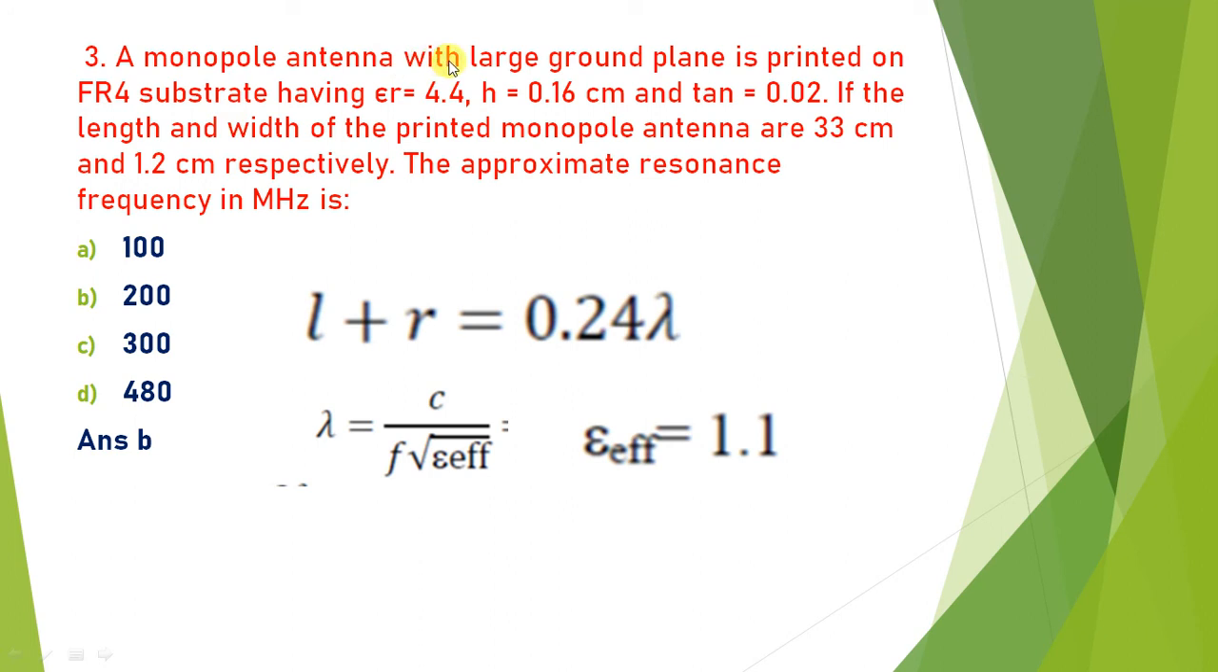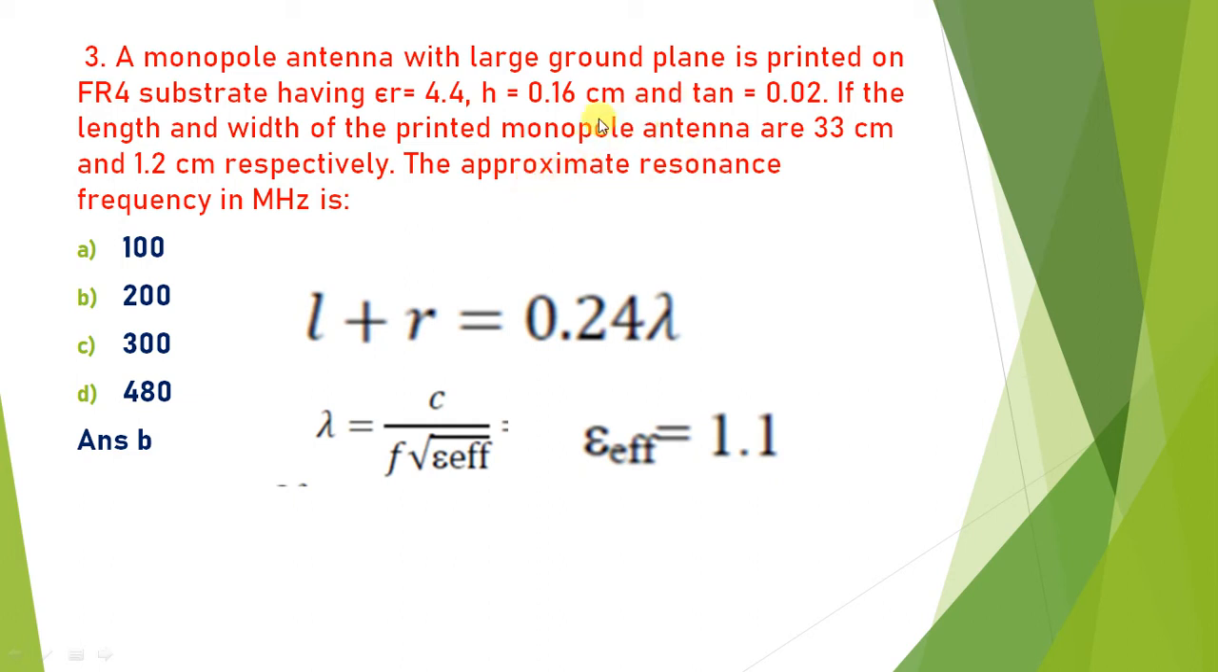A monopole antenna with a large ground plane is printed on an FR4 substrate having epsilon R, the relative dielectric constant, given as 4.4. Height is given as 0.16 centimeter and tan delta is given as 0.02. Tan delta is nothing but the loss tangent. If the length and width of the printed monopole antenna are 33 centimeter and 1.2 centimeter, calculate the resonant frequency of the monopole antenna.